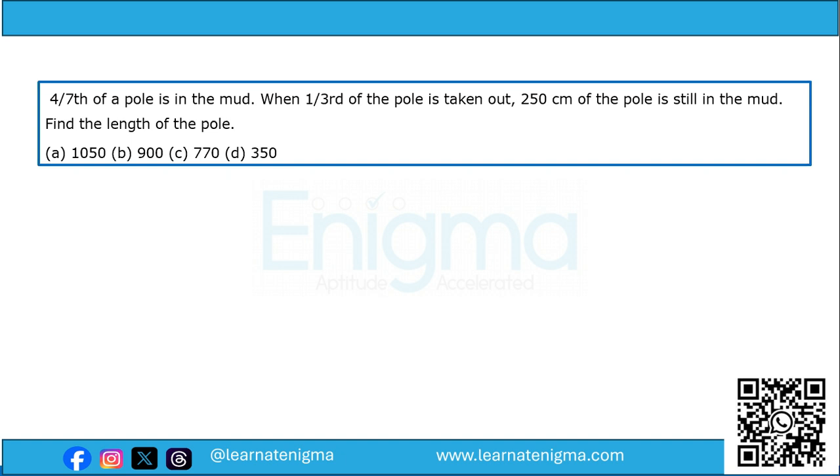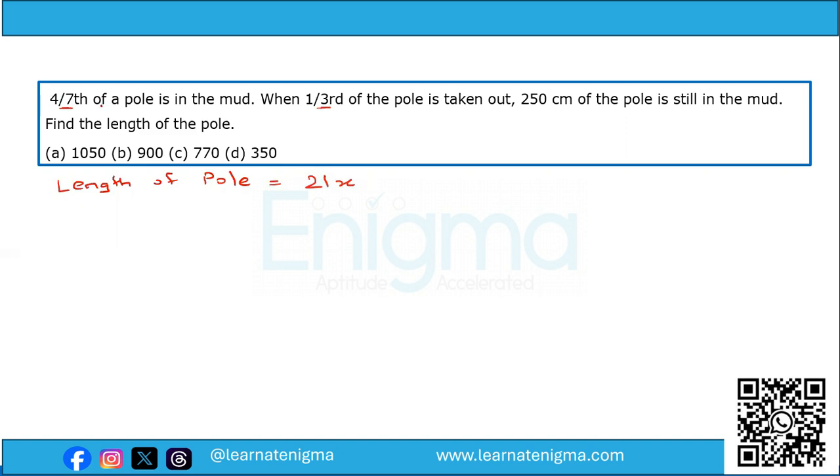4/7 of a pole is in the mud. When 1/3 of the pole is taken out, 250 centimeters of the pole is still in the mud. Find the length of the pole. Now, because the denominator here is 7 and here it is 3, we will assume the length of the pole as the LCM of 7 and 3, that is 21x.